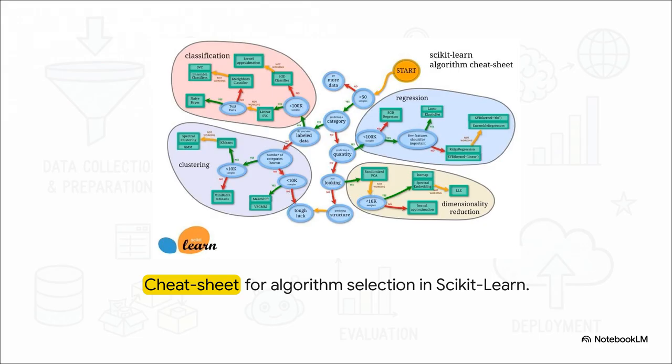It's a completely logical path based purely on your data size, whether you have labeled data, and what you're actually trying to predict. For instance, if you have under 100,000 samples and you're predicting a category, the flowchart guides you straight to a linear SVC. It completely takes the guesswork right out of the equation.